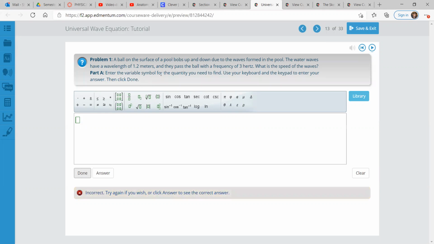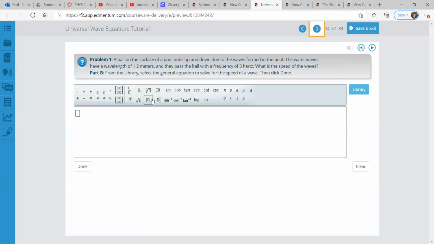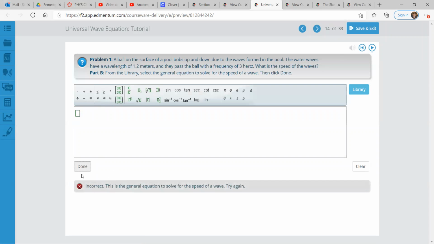Now we're solving for speed. We know the wavelength and we have a frequency. We're looking for V, the magnitude of the velocity for the wave, and the equation we'll be using is the universal wave equation. Wave speed equals the wavelength times the frequency.